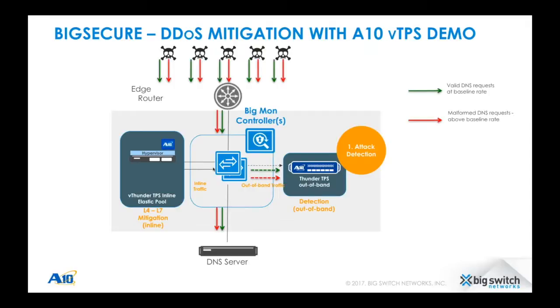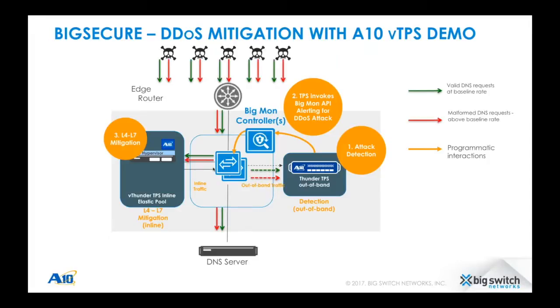And once that detection happens, it will use the BigMon API to pass the attack parameters: what server is being attacked, what type of traffic. And with this information, the BigMon controller will reprogram the inline switch, this time to steer traffic to the inline DNS.